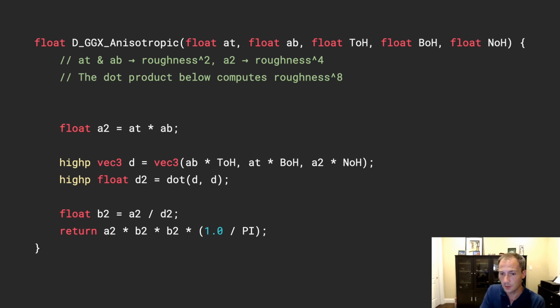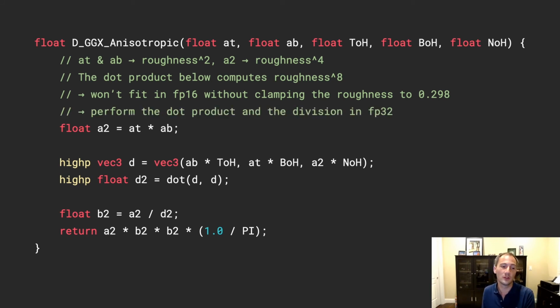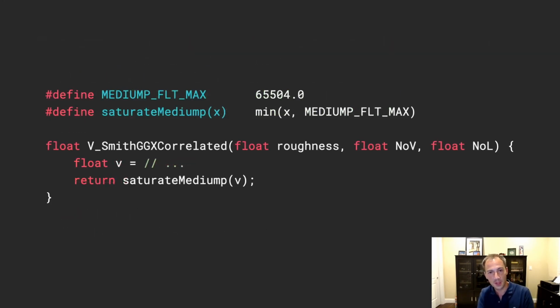Then we have a dot product that uses this variable a2, so we end up with roughness raised to the power of 8. And that won't fit in FP16 unless we clamp the roughness to a value of 0.29, which is way too high. That means the minimum roughness we could have in our material is almost 0.3. So that's not good. So our solution is to just give up and do a bit of math, as little as we can, in FP32.